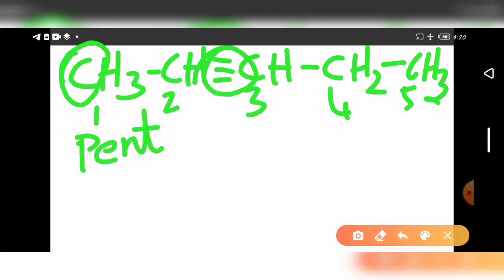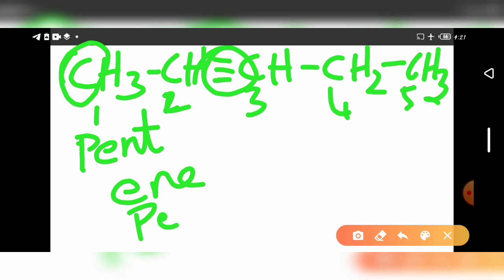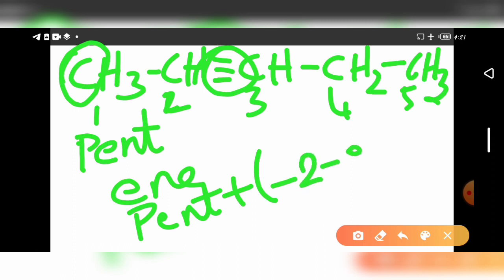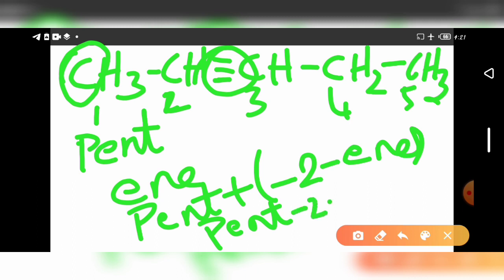So you put YNE. The second step is the suffix. In which carbon is it contained? You have to locate where the triple bond is present. It is located at the second carbon. So you have to write pent, plus dash, which carbon? Second carbon, 2 dash yne. So the compound name is pent-2-yne. That's all. This is the name of this compound. You can write it easily.